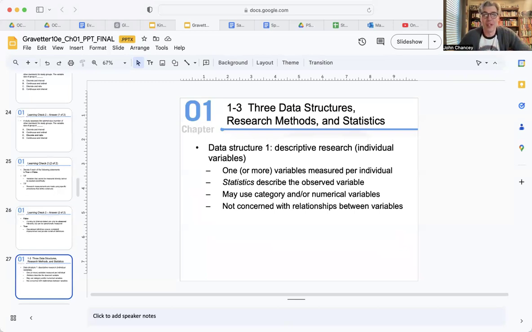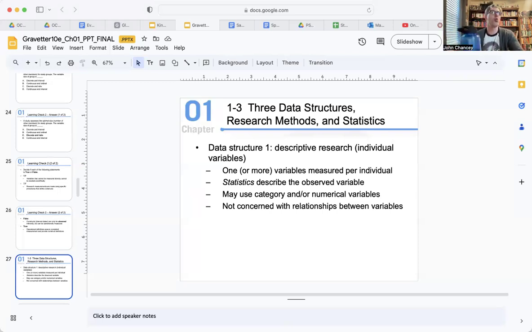Now we're going to take a look at some different types of data structures, different research methods, and statistics used at different points of the research process. First is descriptive research, really just focusing on individual variables. Maybe we're just interested in anxiety, maybe imposter syndrome, or some kind of construct or idea. Usually it's one variable we measure per individual. We use statistics to describe the observed variable. Maybe it's categorical or numerical, but we're not really interested in the relationship between variables at all.